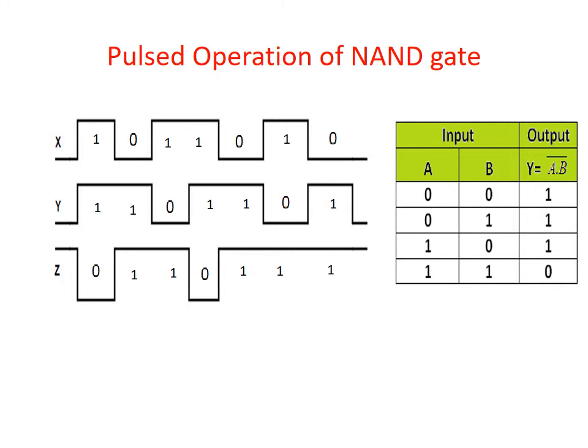This shows how it looks if the pulses are applied. Here, instead of A and B, we have considered X and Y as inputs. If both inputs are high, 1, 1, the output will be 0. In the second pulse, if one input is 0 and another is 1, the output will be 1. If both inputs are 1, this one is 1, this one is also 1, the output will be 0. In this way, the NAND gate behaves. If any one input is low, the output will be high.